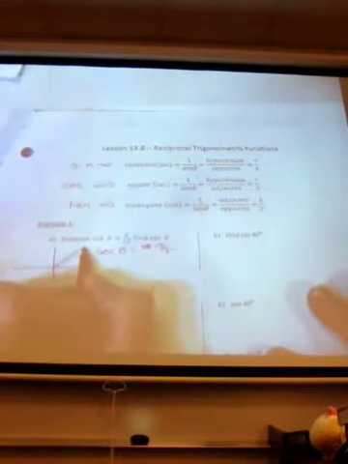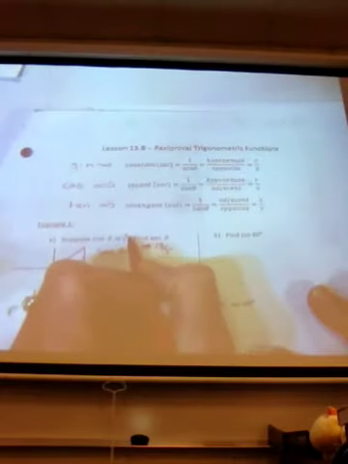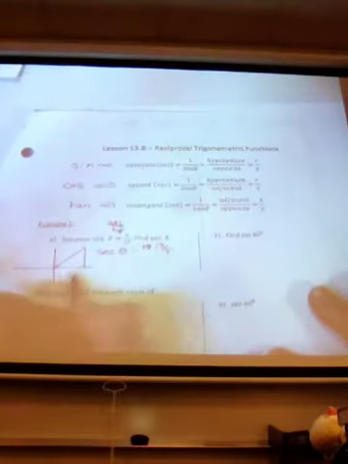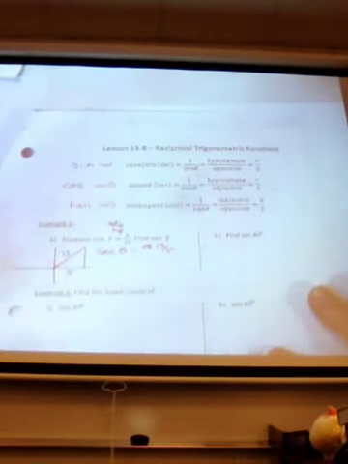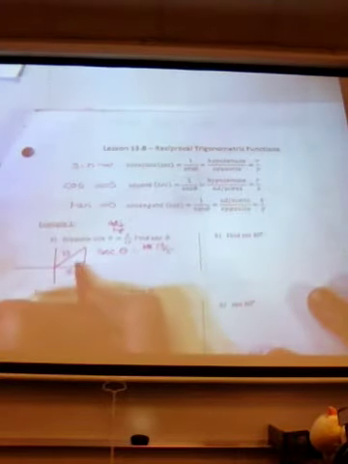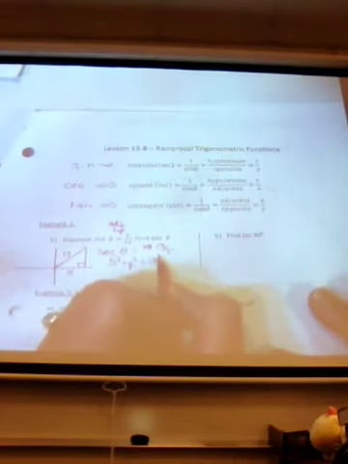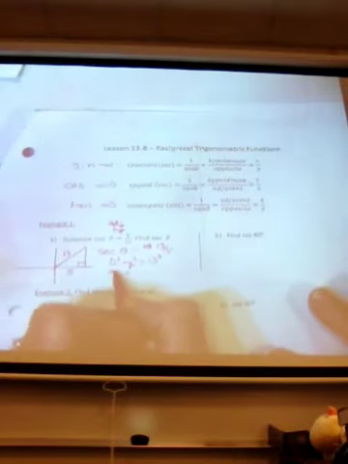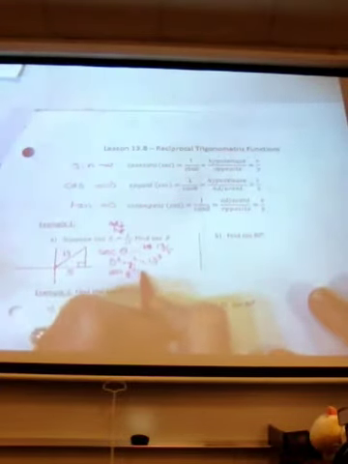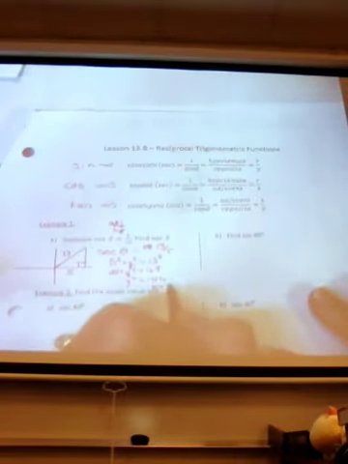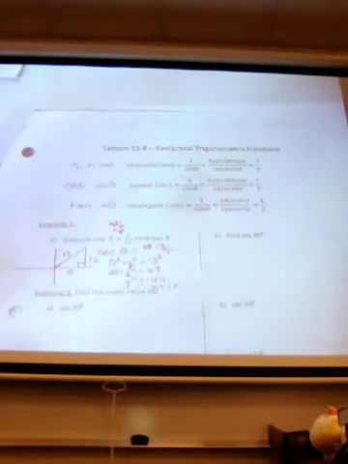Here, if I would draw 5/13, this is adjacent over hypotenuse. So this is 5 and this is 13. By the Pythagorean theorem, you could find out what y is. 5 squared plus y squared equals 13 squared. So you'd have 25 plus y squared equals 169. Y squared is 144, so y is 12. So right now I could find them all.